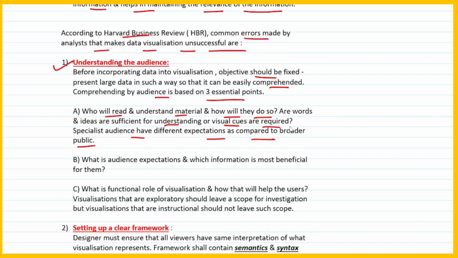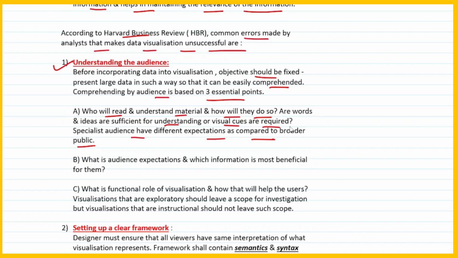They are going to make decisions, so they are the specialist audience. That means they need the data with all the nitty-gritties. Their expectations are completely different from the outside public, because the outside public won't require so much data. Whatever is there, you can reproduce that. But if someone is going to make a decision, the data they require will be more intense compared to the people who are just reading it, right?